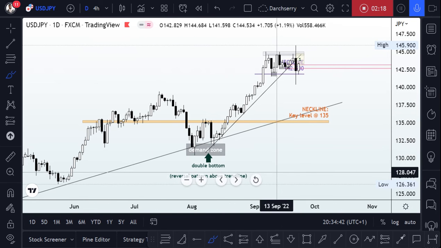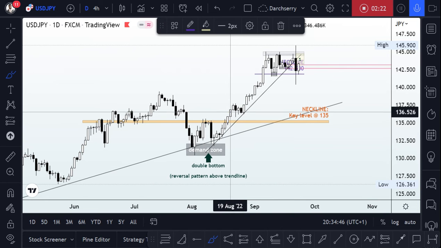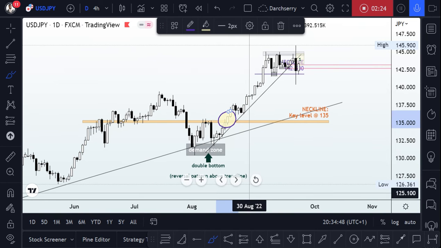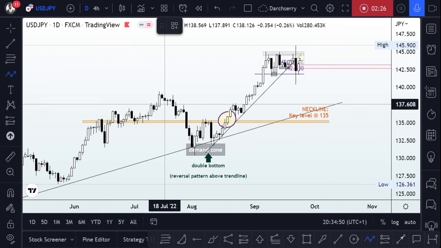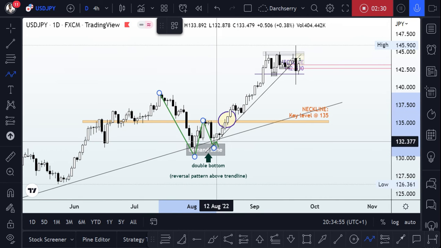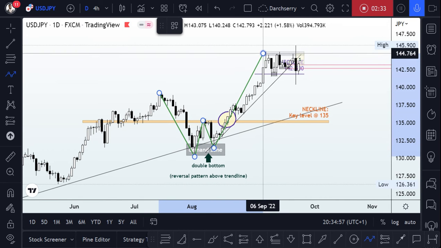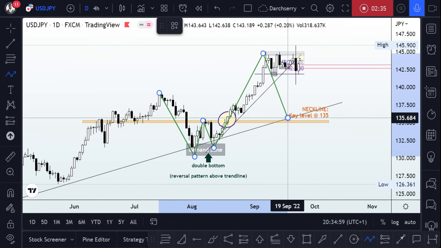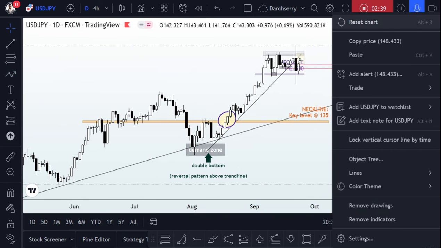Now, since the breakout of the neckline of the reversal pattern, which I shared with you last week, remember we had this reversal pattern cited last week. We saw this double bottom structure. And since the breakout of that structure, price is yet to come back to do a retest of structure with the intention of pushing price to the upside.